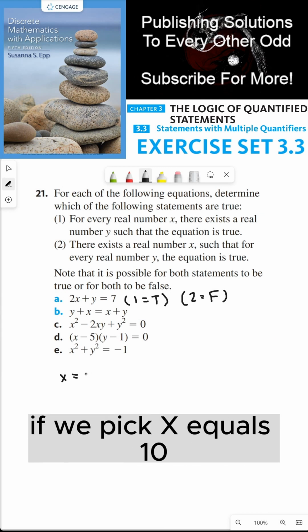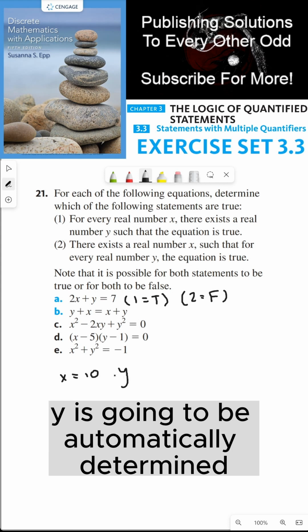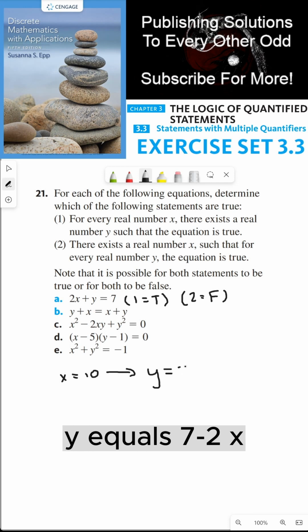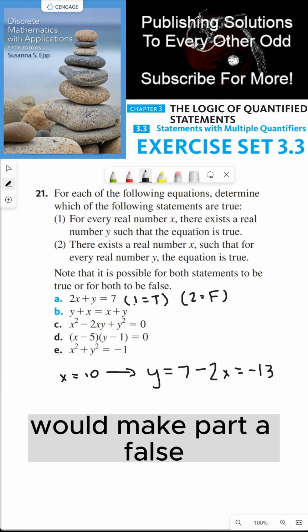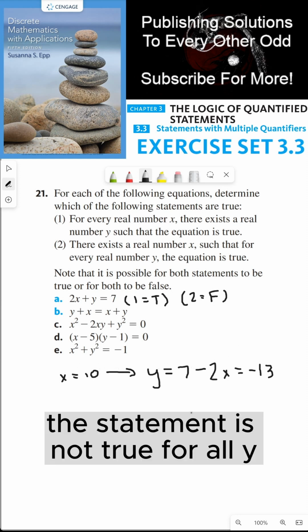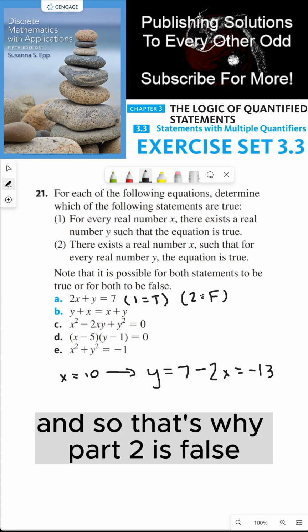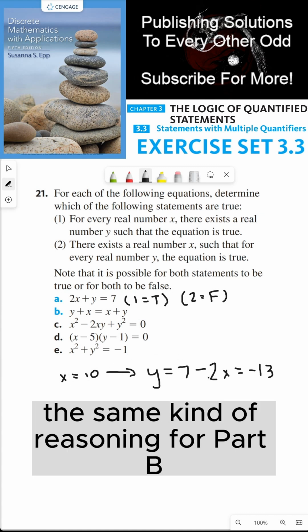But it doesn't really matter. If we pick x equals 10, for example, no matter what we pick, y is going to be automatically determined by the formula y equals 7 minus 2x, which in this case is negative 13. So y equals negative 12 would make part A false. So certainly for x equals 10, the statement is not true for all y. It's only true for one specific y. And so that's why part 2 is false. It doesn't really matter what we pick for x. This is always going to be the same kind of reasoning.